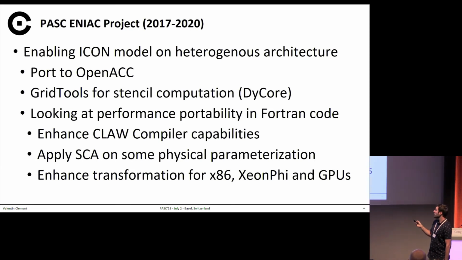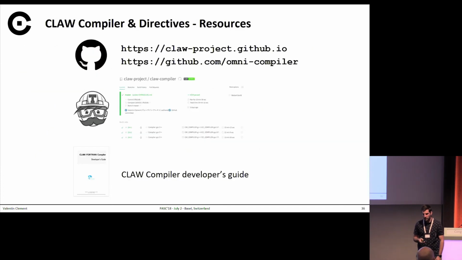The dynamical core will probably investigate the use of the GridTools stencil library to do some of the computation of the dynamical core. And of course, from my side, I'm looking at performance portability in the Fortran code. So we are enhancing the CLAW compiler with modern Fortran. We are applying single column abstraction in some of the physical parameterizations, and we are implementing backends for different hardware that we can run on today.